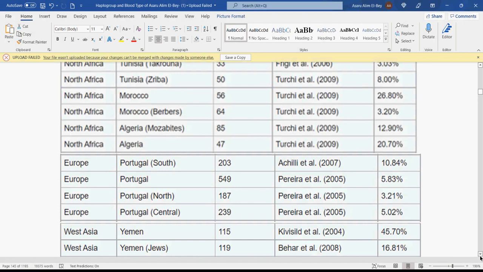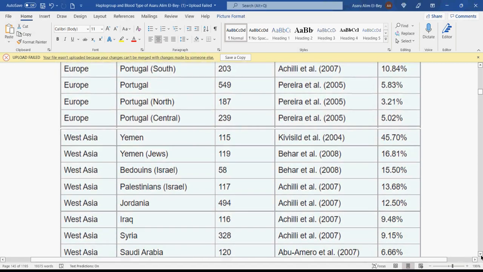You got Portugal, 203 tested and 10.84%. Yemen, 115 tested and 45.70%. All right. And out of the Yemen tested, you have the Yemen Jews, 119 tested, which came to 16.81%. You have the Bedouins, which is Israel, 58 tested and it came to 15.50%. The Palestinian Israel, 117 tested and 13.68%.